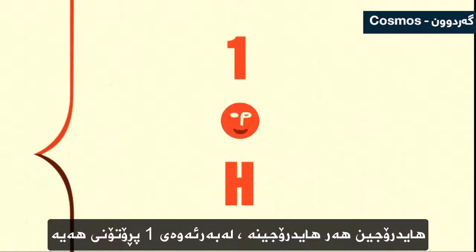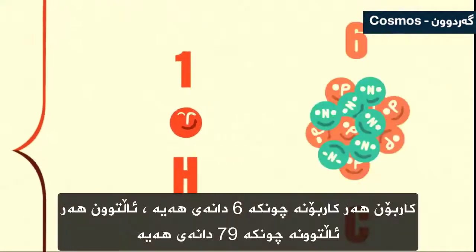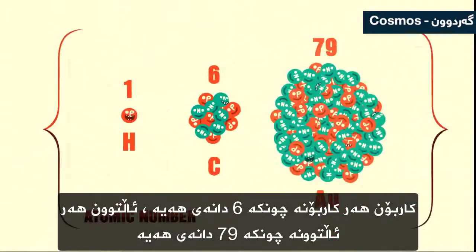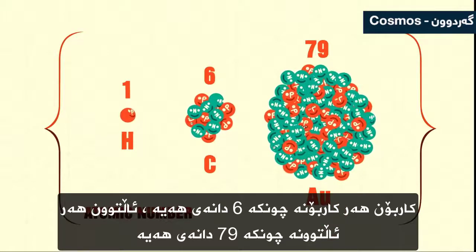Hydrogen is hydrogen because it has just one proton. Carbon is carbon because it has 6. Gold is gold because it has 79, and so on.